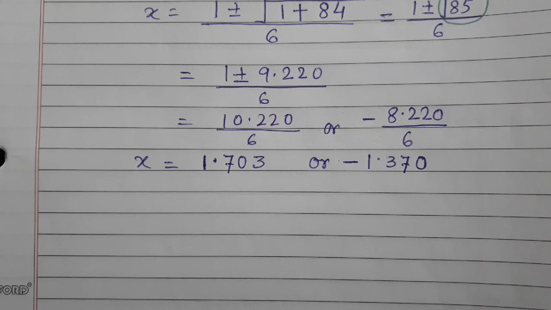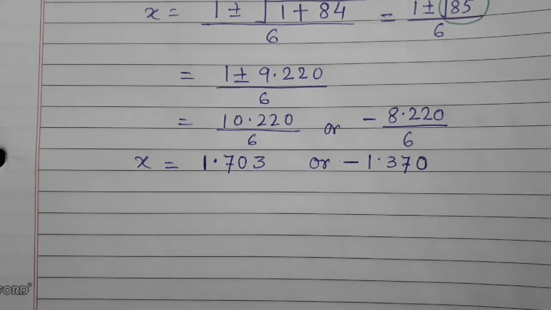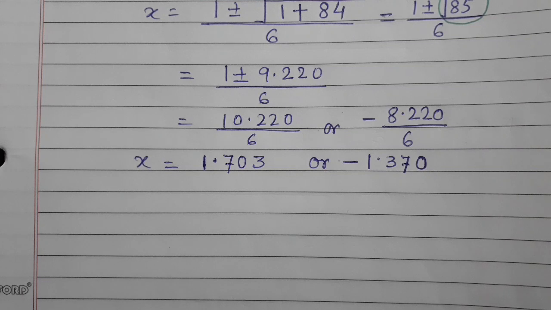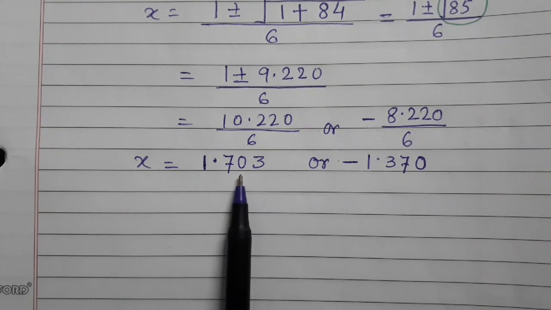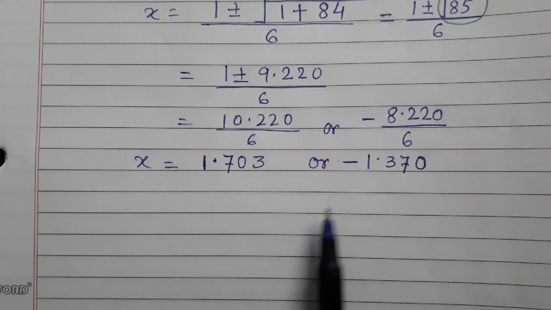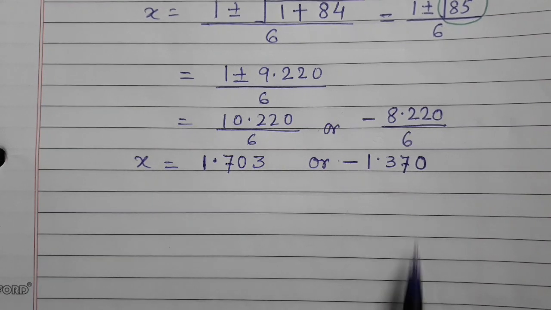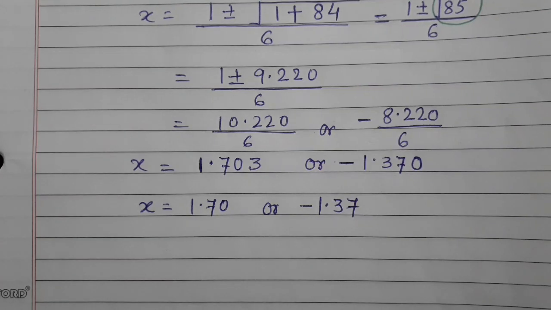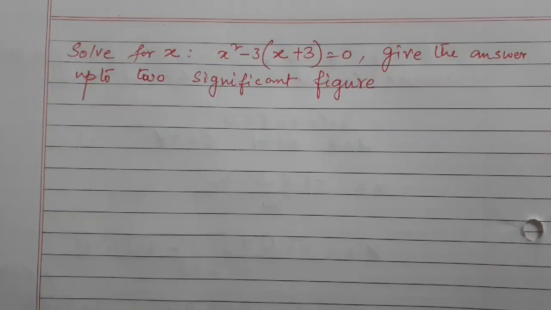Now after dividing by 6 we get x equals 1.703 and -1.370. Now we need to estimate the correct answer up to 2 decimal places. Two decimal places means 2 digits after the decimal point, like here it is 70 and here it is 37. Hence after rounding off we get the answer 1.70 or -1.37.